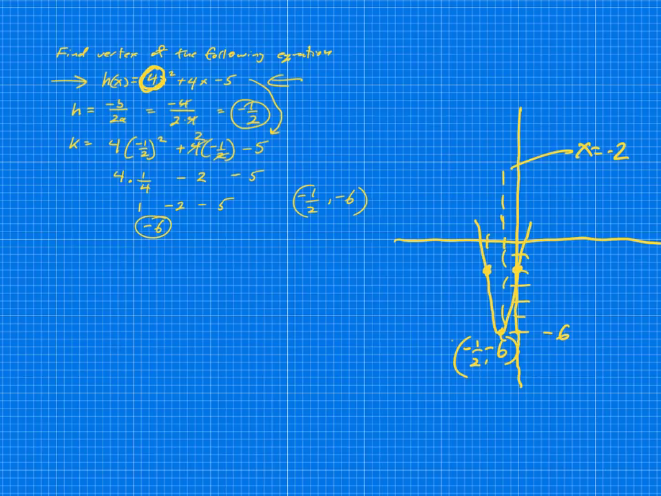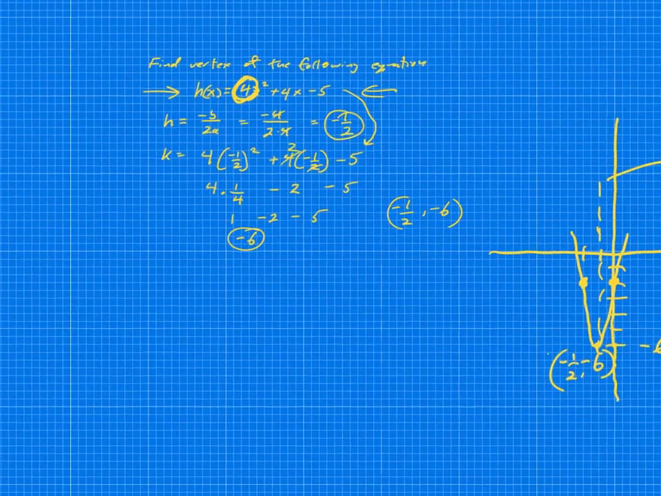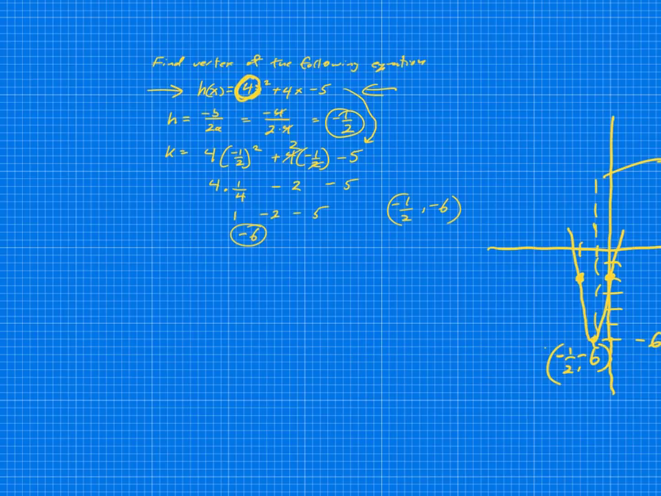And one last thing that we need to be able to do is to find the zeros. And what I'll do is, let's go ahead and do that on the other side. Actually, I think I can do it right in here. Let me go ahead and find the zeros. To find the zeros, what we're going to need to do is just to set the y equal to 0. So instead of having h of x equals 4x squared, we're going to have 0 equals 4x squared plus 4x minus 5.